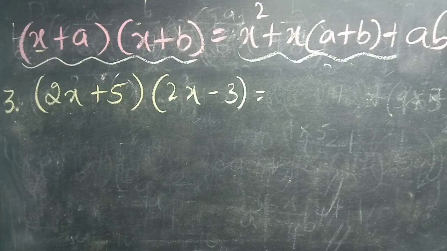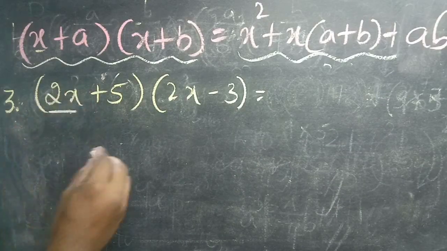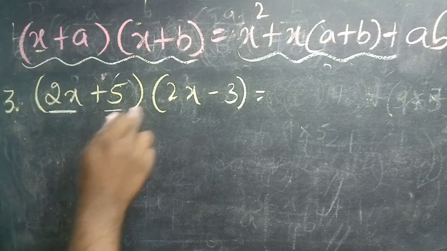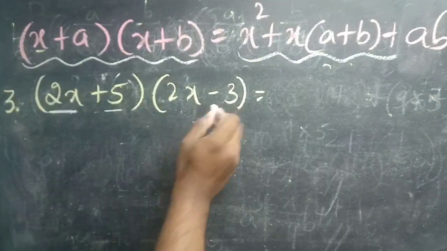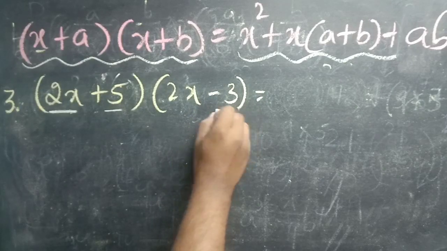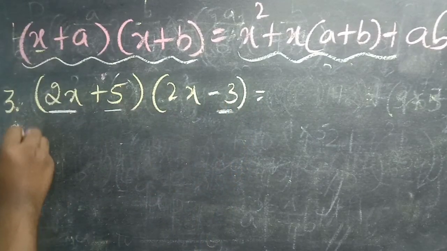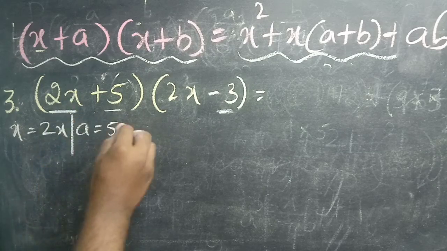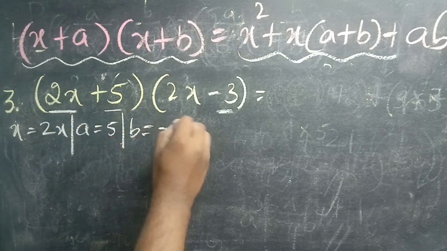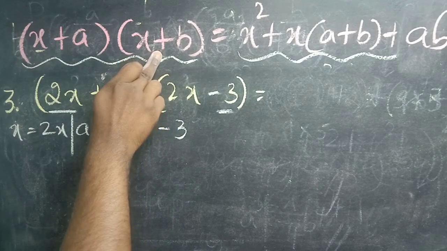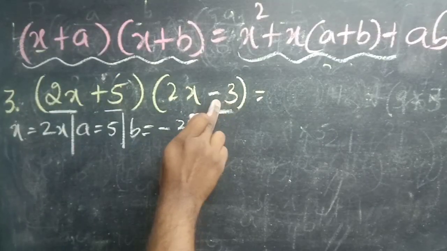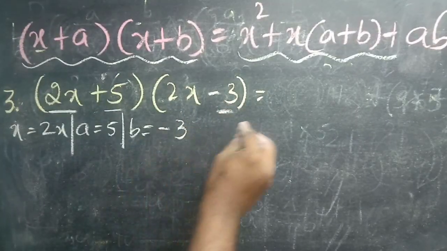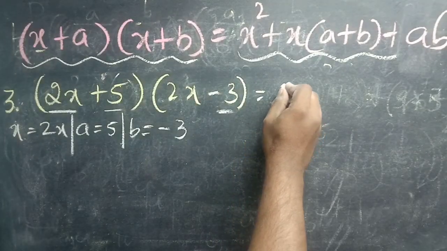Moving to example 3, in place of x I have 2x, in the place of a I have 5, in place of b I have minus 3. Therefore x equals 2x, a equals 5, then b equals minus 3. In the identity we have plus, here we have minus 3. Therefore, b is minus 3.